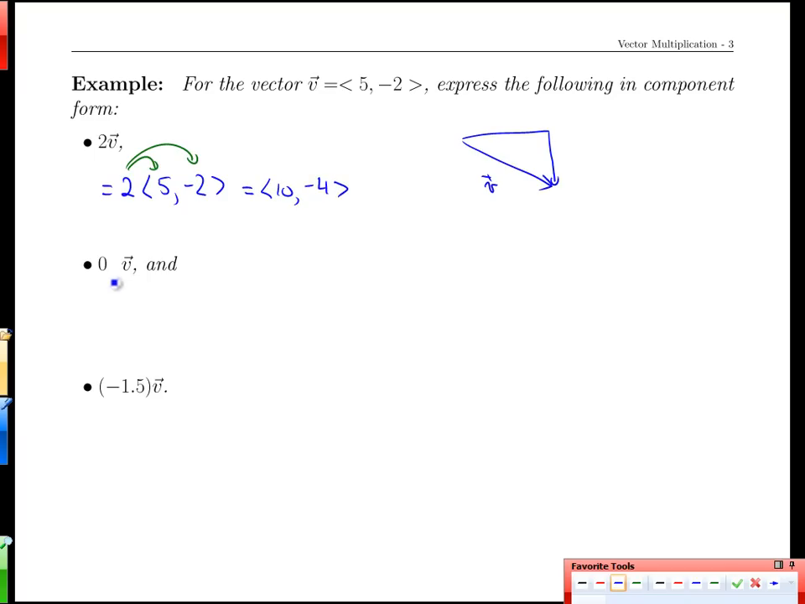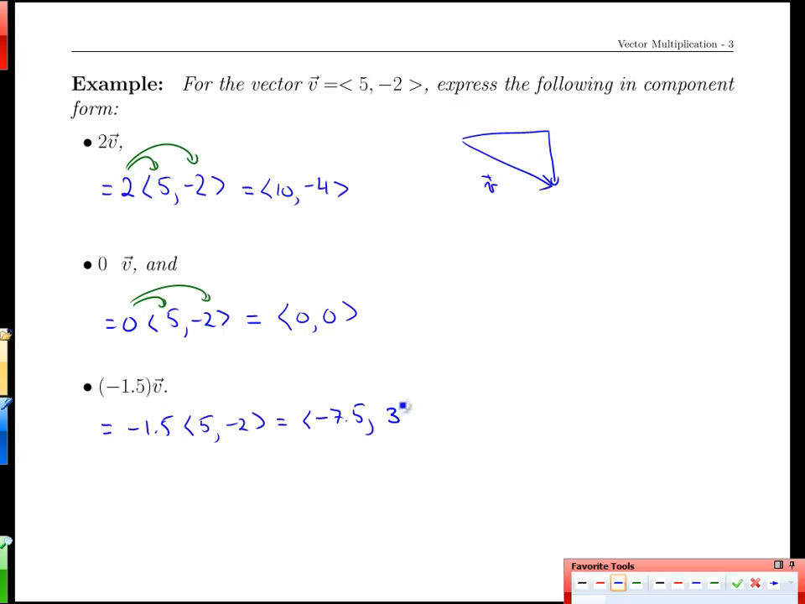And that's it. 0 works exactly the same way. This time we don't have to worry about the meaning of the 0. We just take that 0 and multiply it in. And we explicitly get the 0 vector after that operation because both components end up being 0 after we multiply out. And last but not least, if we take negative 1.5, we're going to get negative 7.5 and positive 3.